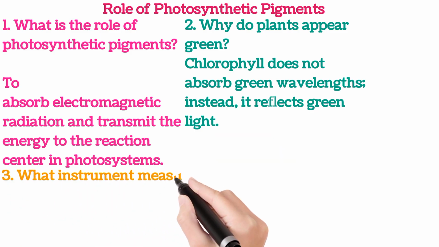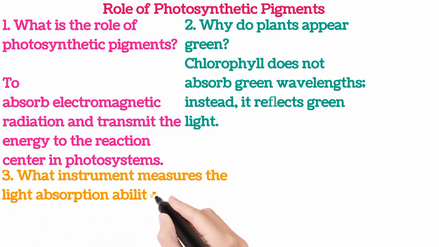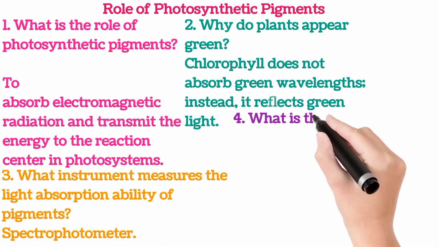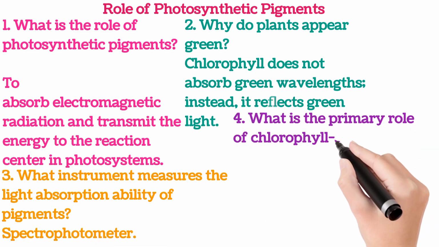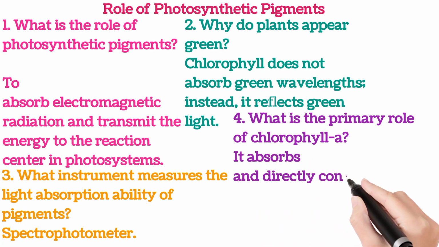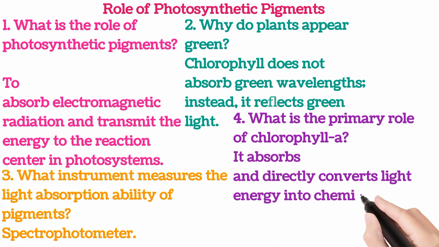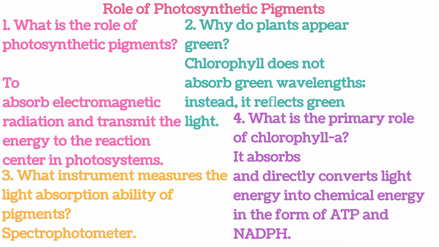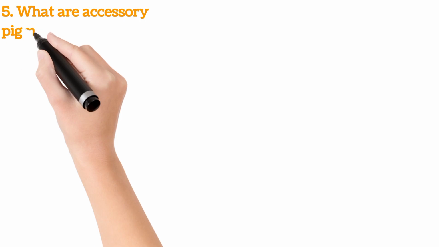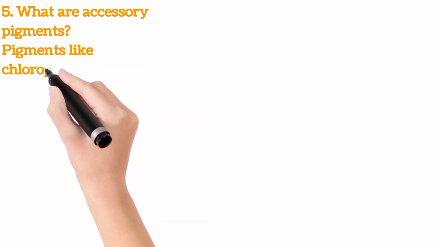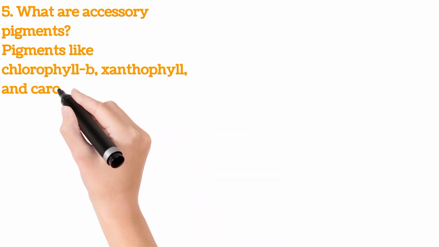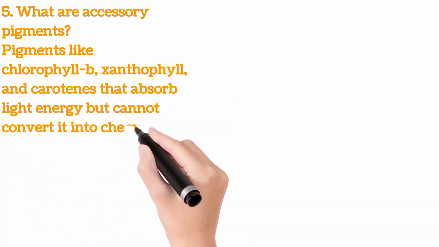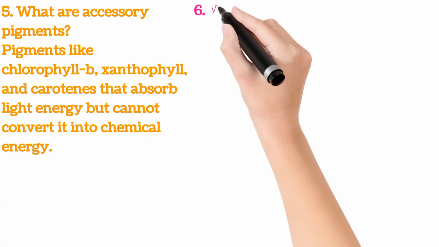3. What instrument measures the light absorption ability of pigments? Spectrophotometer. 4. What is the primary role of chlorophyll-a? It absorbs and directly converts light energy into chemical energy in the form of ATP and NADPH. 5. What are accessory pigments? Pigments like chlorophyll-b, xanthophylls, and carotenes that absorb light energy but cannot convert it into chemical energy.